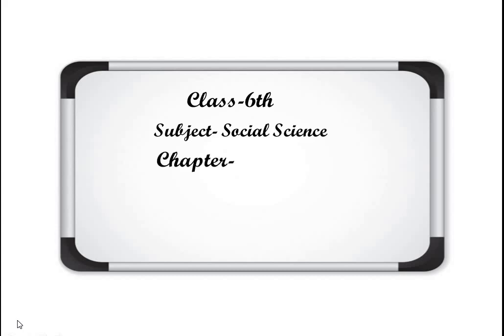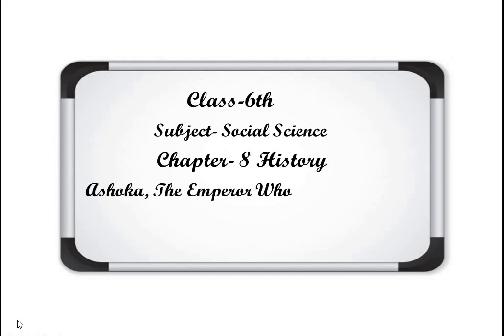Good morning everyone. This is class 6th, subject social science, chapter number 8 of history, and the name of the chapter is Ashoka, the emperor who gave up war. As you know that we have already completed one lecture from this chapter, so this is going to be our lecture number 2.